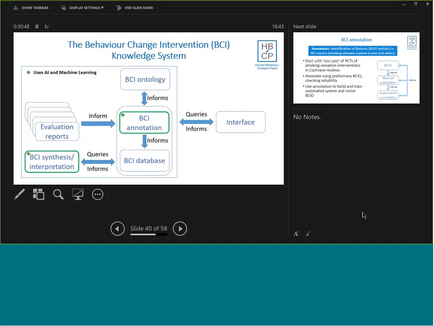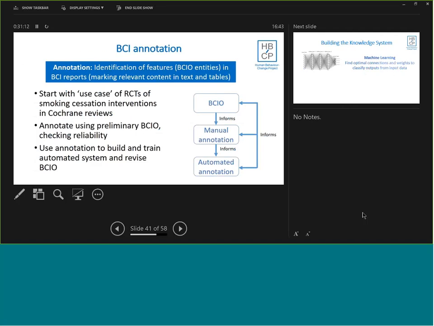Okay, so a different way of representing the knowledge system, in green, with the green dots and the green circle, is where artificial intelligence and machine learning come in, both with the annotating of the research reports and also with the synthesis and interpretation. Okay, and I've mentioned annotation. I also mentioned we're starting with smoking cessation, with randomized controlled trials, and also with Cochrane reviews, to start off with a certain level of guaranteed quality of study. We're annotating using our preliminary ontology, checking reliability, and using the human annotation to build and train the automated system, and then revising the ontology as we do this. So we have close working relationships between the computer science team and the behavioral science team in how we're generating the data that they're then using to train the system.